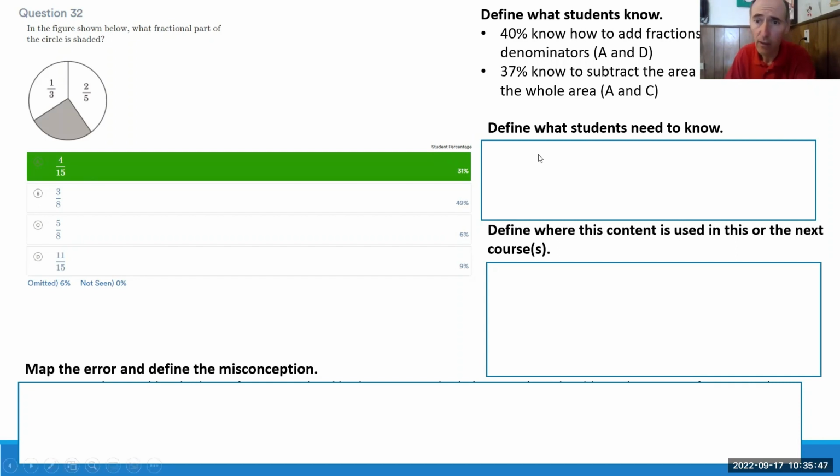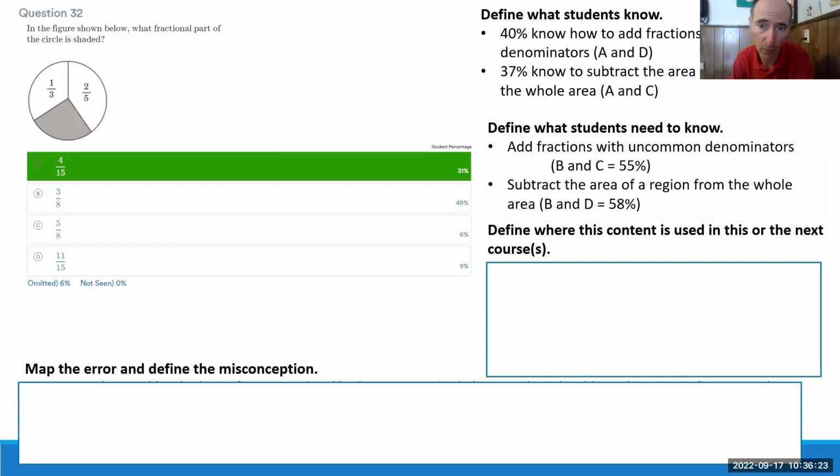answered this question? A bunch of them know that they needed to add fractions, right? And that they knew how to add fractions with different denominators. So those who chose A and D added fractions correctly. And also those who chose A and C, 4/15 and 5/8, knew that they had to subtract from 1. So those are things you can build on when you're addressing these problems.